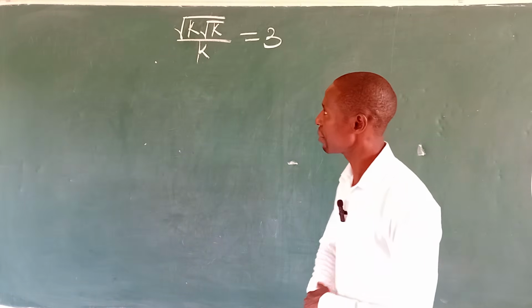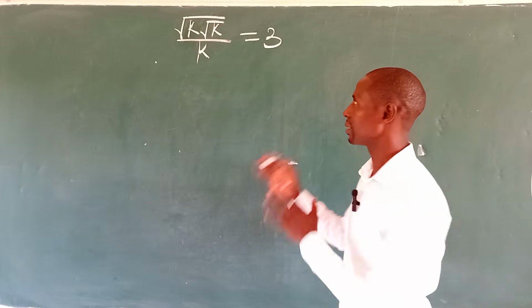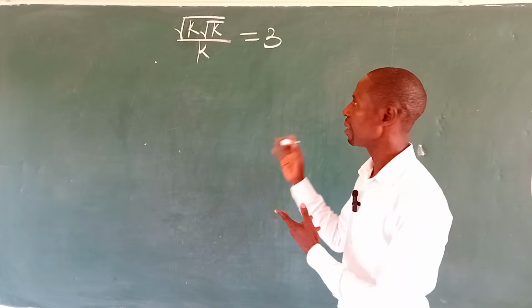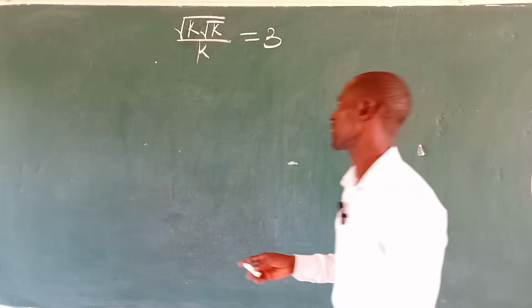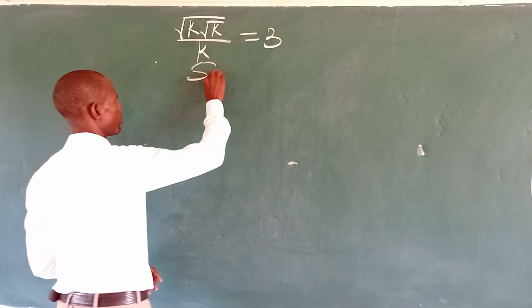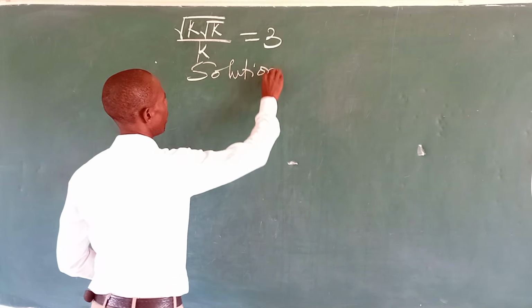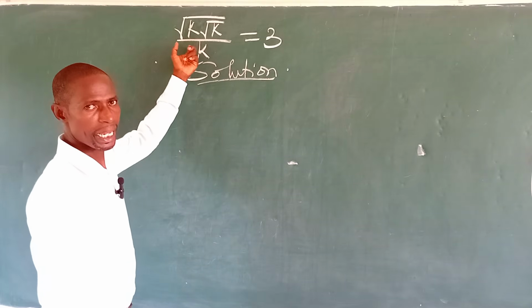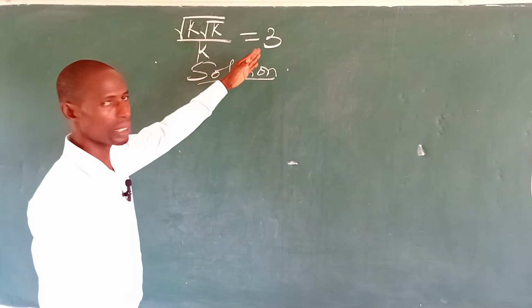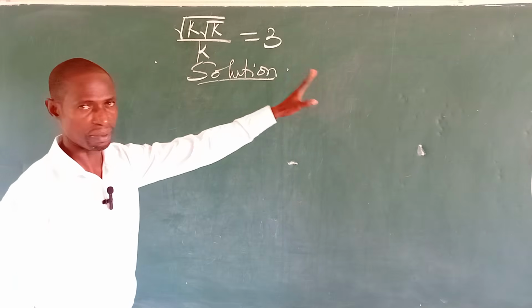We have the square root of k times the square root of k, all over k, equal to 3. What's the value of k here? So this is a simple radical equation. The first thing we do here is to eliminate this k at the denominator. And how do we do that? We multiply both sides of the equation by k.